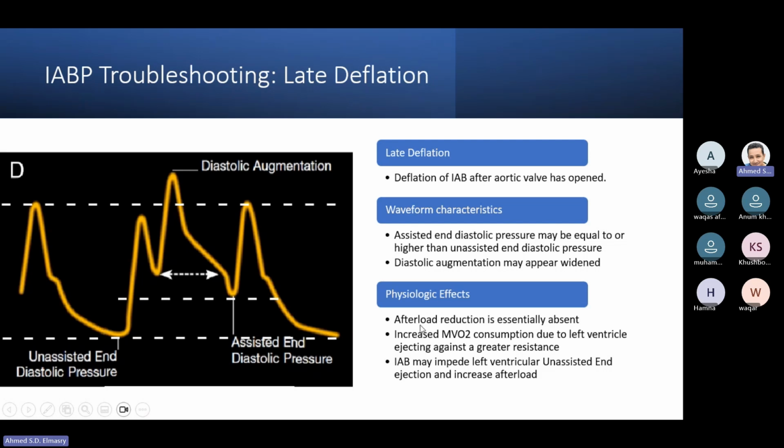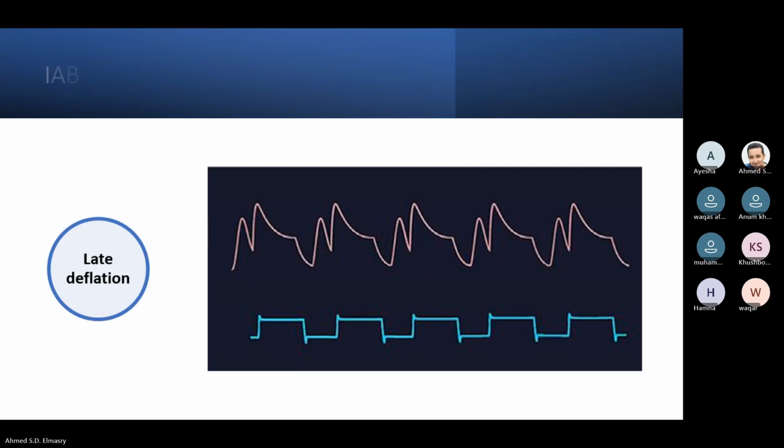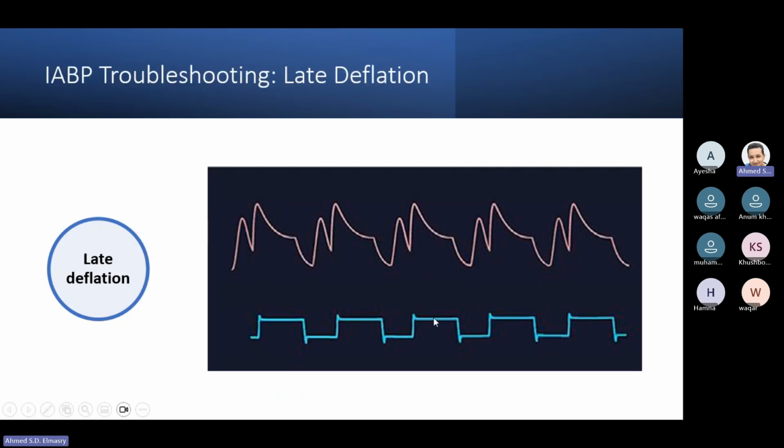This will lead to an increase in the afterload, and this will also lead to increased oxygen consumption by the heart, because the left ventricle has to contract to work against the increased afterload. It was caused by the prolonged inflation of the intra-aortic balloon. And as you see here, this is the inflation time.